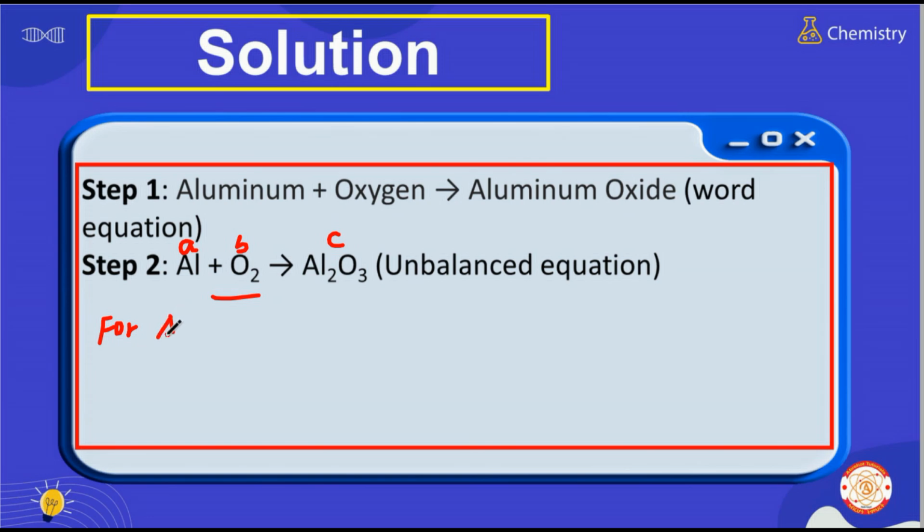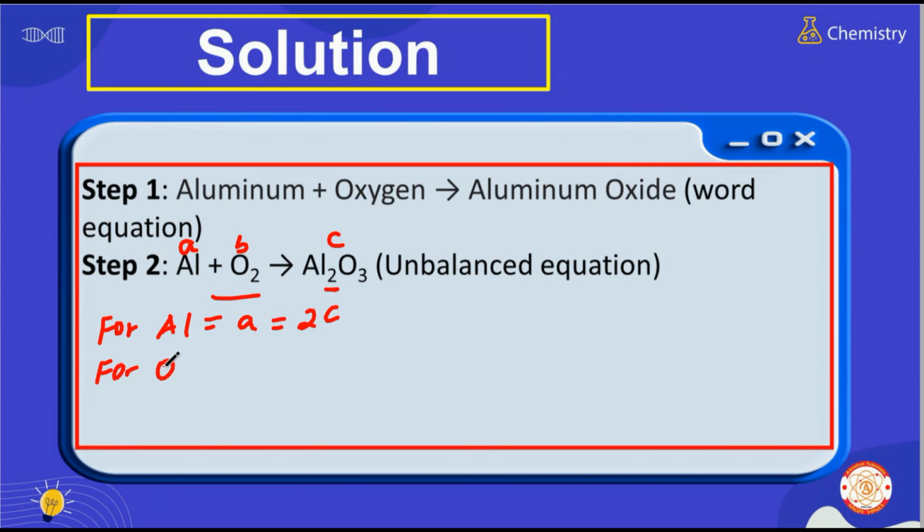For aluminum, how many aluminum atoms do I have on the reactant side? 1, right? 1 times A is A. On the product side, how many aluminum atoms do I have? 2. 2 times C, 2C.